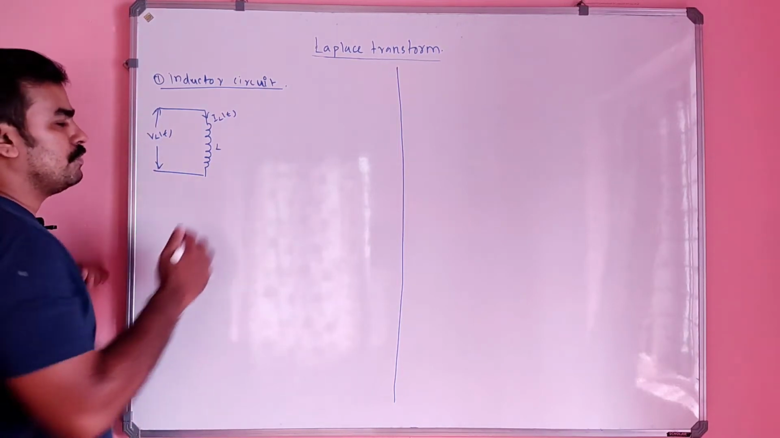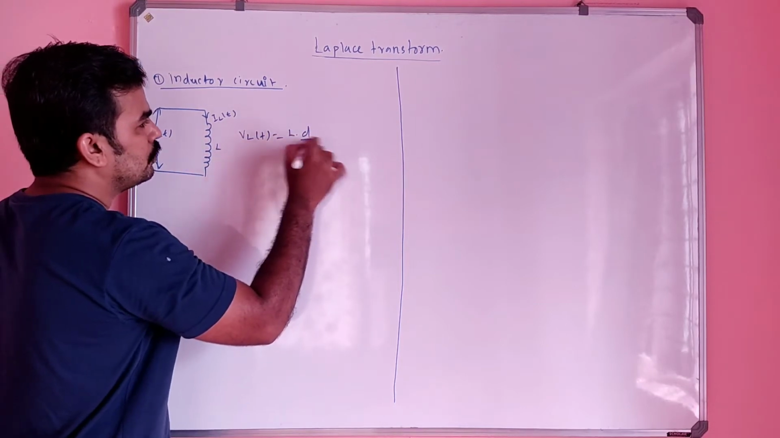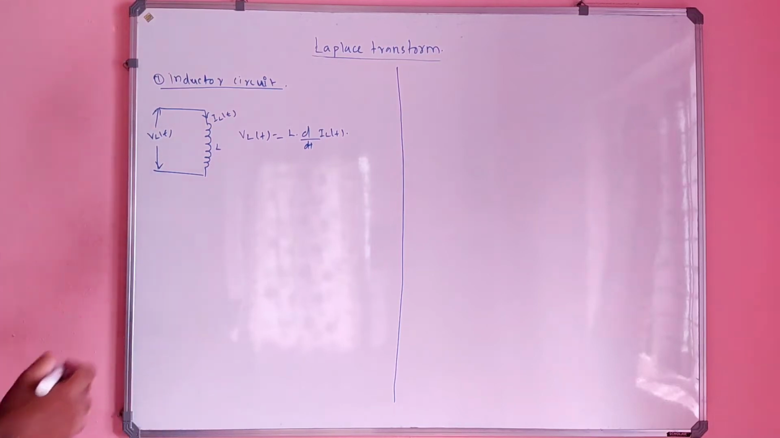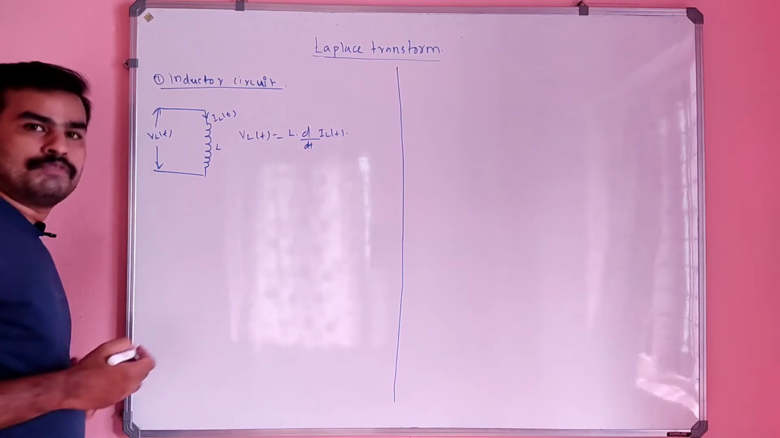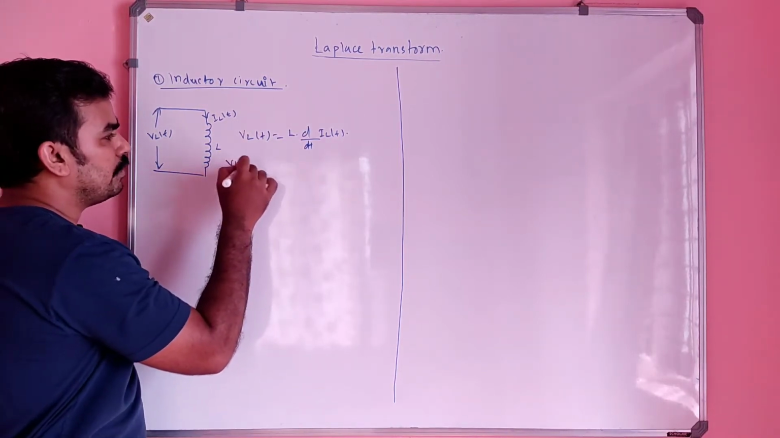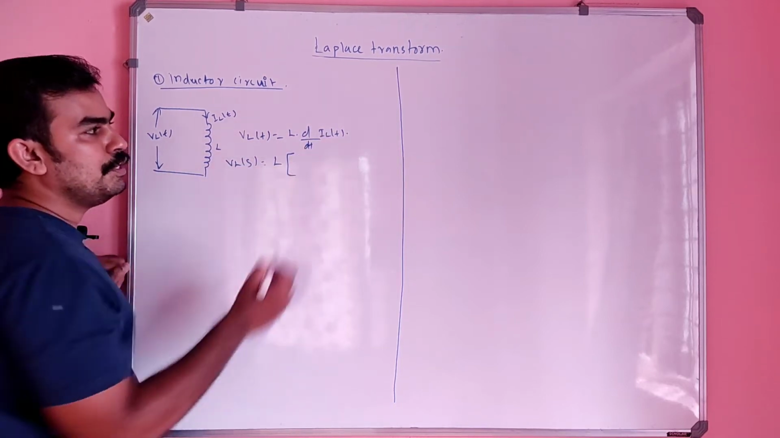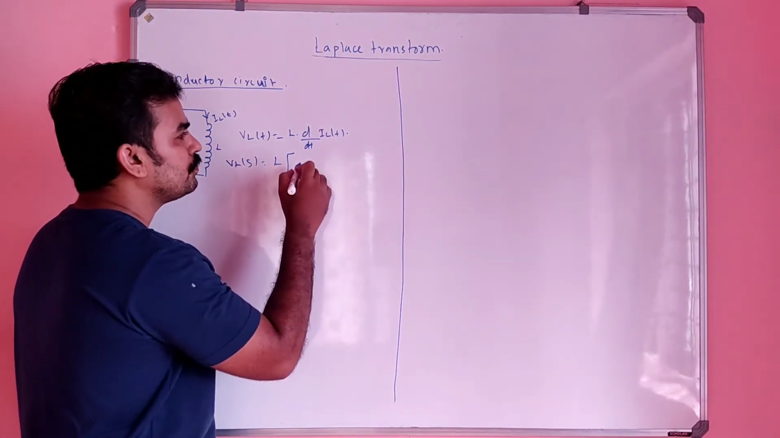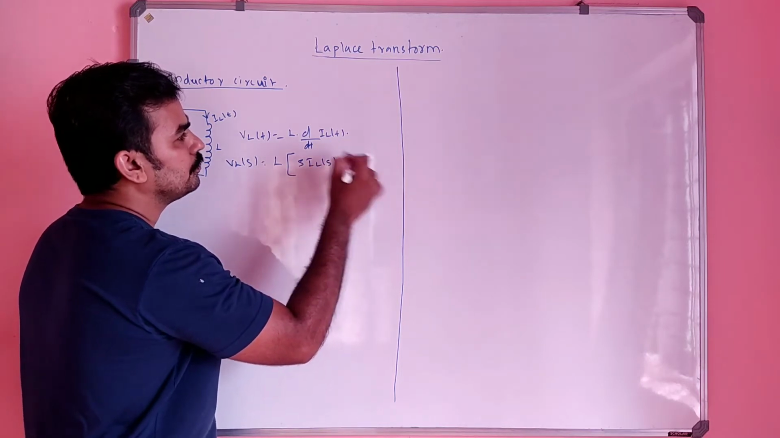What will be the voltage equation here? VL of t is nothing but L into d by dt of IL of t. Am I correct? L into d by dt of IL of t, correct? So taking the Laplace transform of both sides of this equation, what do I get? VL of s will be equal to L into the Laplace transform of d by dt of IL of t. I can write it like s into IL of s minus IL of 0.